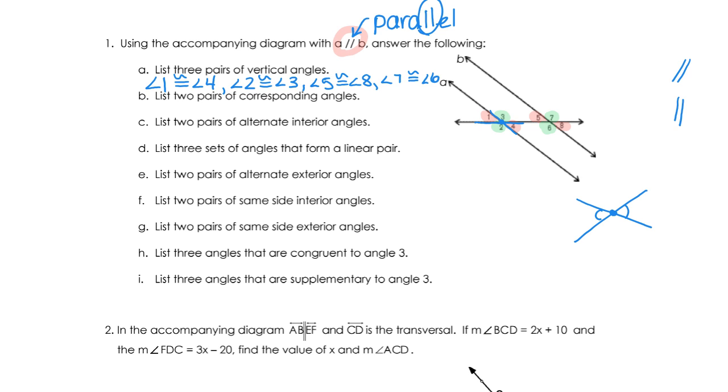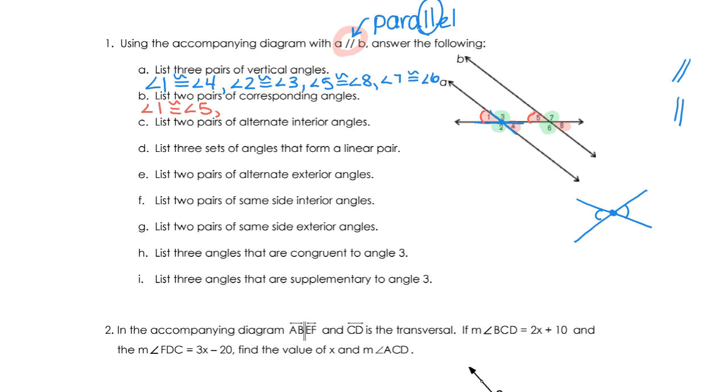Okay. Part B, it says list 2 pairs of corresponding angles. So remember corresponding, how I told you John's seat corresponds to Marissa's seat? So they're in the same position, just in a different time. Corresponding angles are in the same position, but on a different parallel line. Okay. So if I look at, let's say, angle 1, who's in the same position as angle 1, but on the other parallel line? Angle 5. And corresponding angles are congruent.